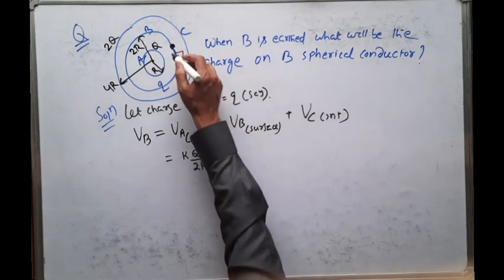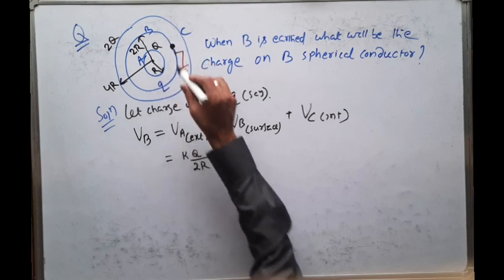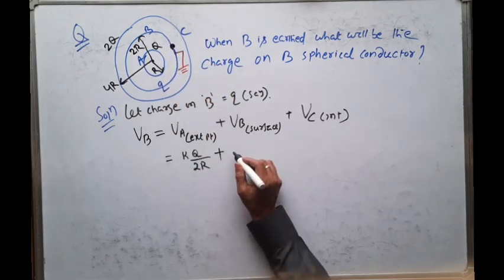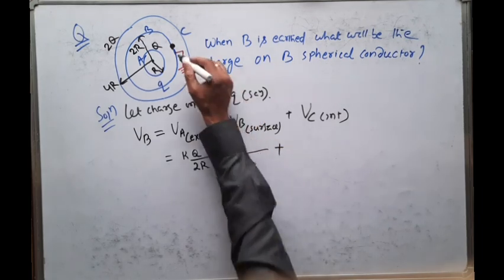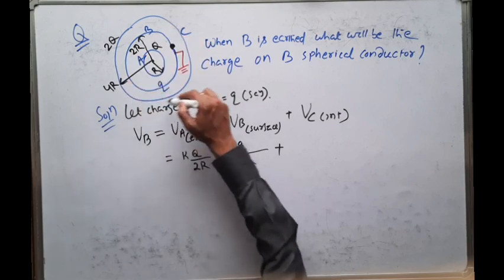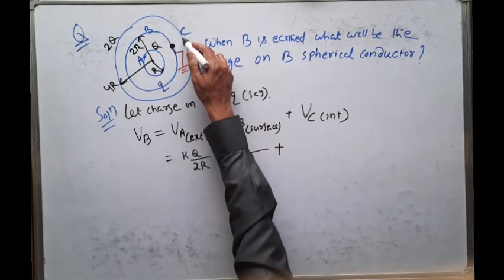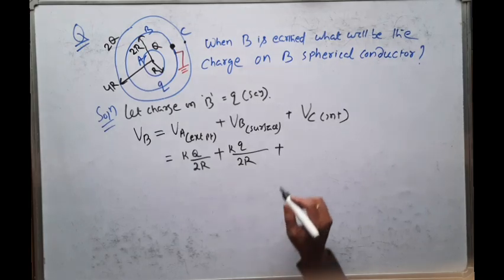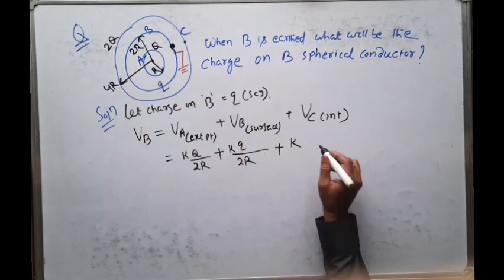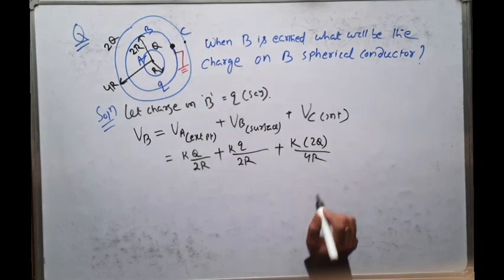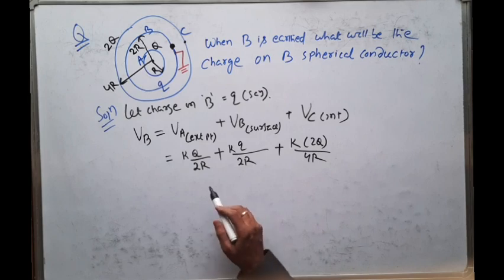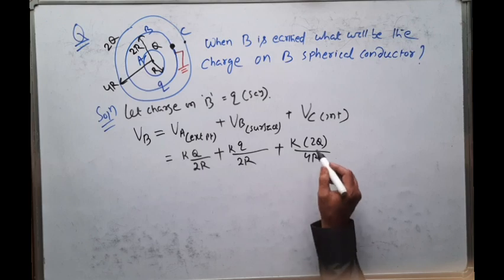So you can say the potential at B. What is the charge at the B point? The charge at B is q, so kq by, what is the distance? 2r, plus, this point is an internal point for the sphere C. On the surface of the sphere, the potential is the same as the potential at an internal point, that is k. What is the charge on the C sphere? 2Q. What is the radius of this C sphere? 4r. So the value is kQ by 2r, kq by 2r, k2Q by 4r.